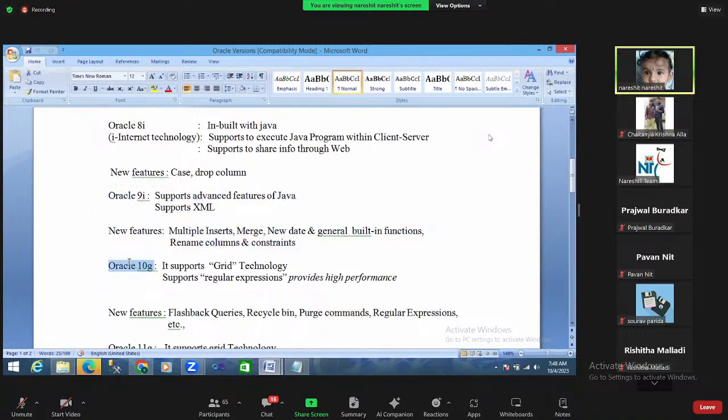Next one is 10g. What is the meaning of g? Grid technology. G represents grid technology. And also in Oracle 10g, it supports regular expressions and provides high performance. What is the meaning of regular expressions? One simple example, guys.